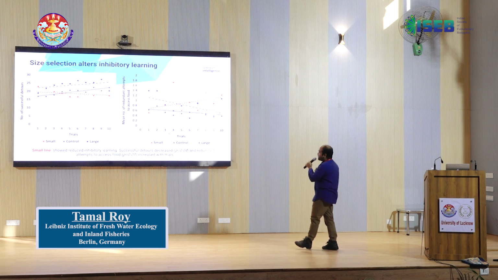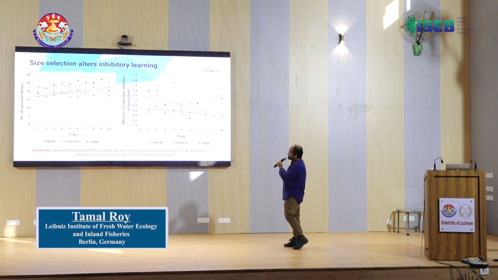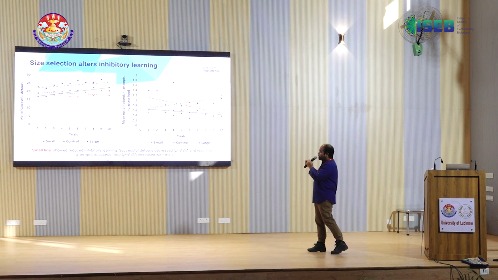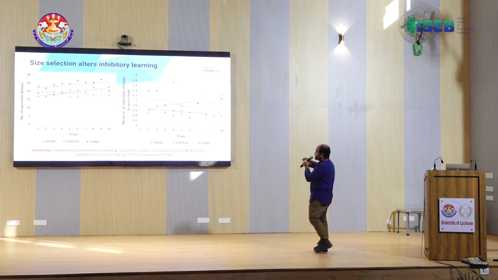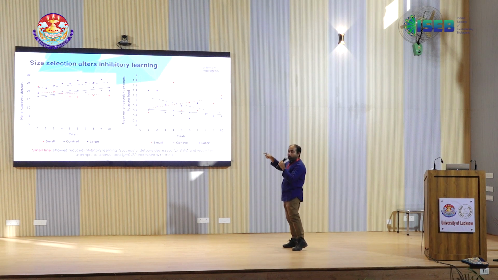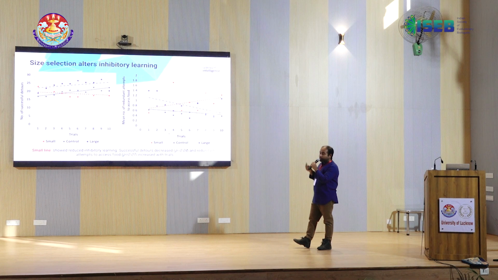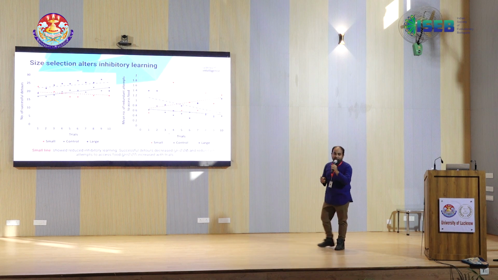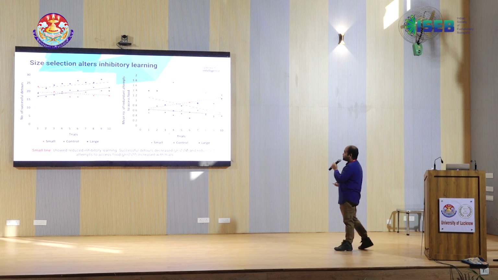What did we see? We compared these two estimates across the 3 selection lines. We would expect that if the fish had inhibitory learning, the number of successful detours would go up while the number of redundant attempts would go down across trials. We actually found opposite patterns in the small line. So the small line fish showed reduced inhibitory learning abilities compared to the control line.